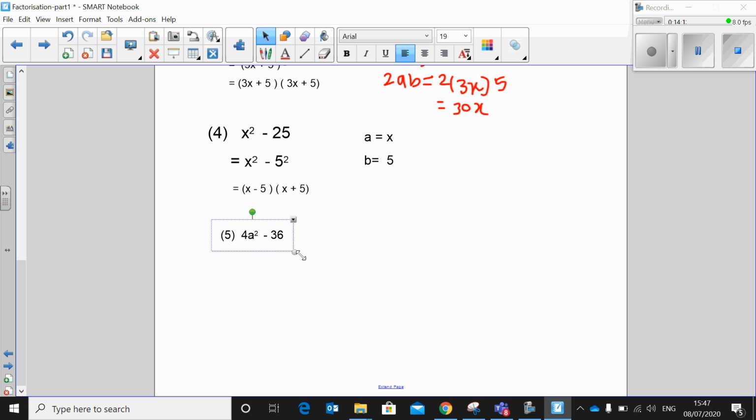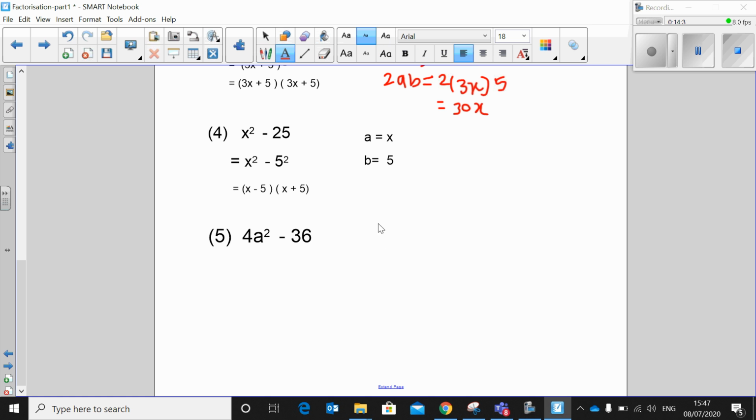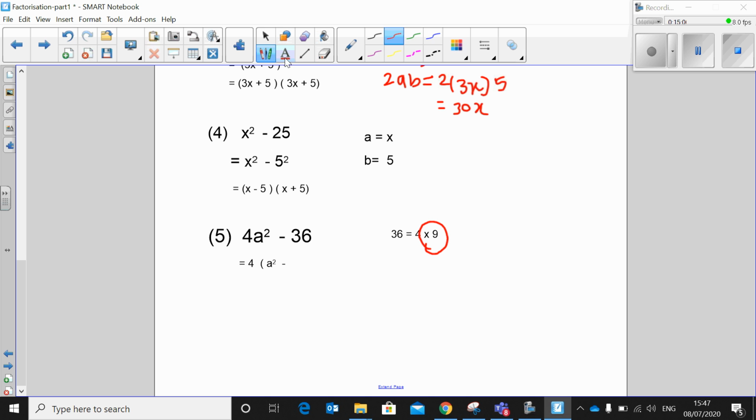4a square minus 36. Now, let us think about this sum, 4a square minus 36. As we know, first check whether there is any common factor between the 2 terms. Yes, 4 and 36. What is the common factor? 4 is equal to 4 times 1, and 36 is nothing but 4 times 9. Correct? So 4 is a common factor. So let us write 4 taken outside as common. Then what will be left here? 4 times 9, so it is equal to a square minus 9.